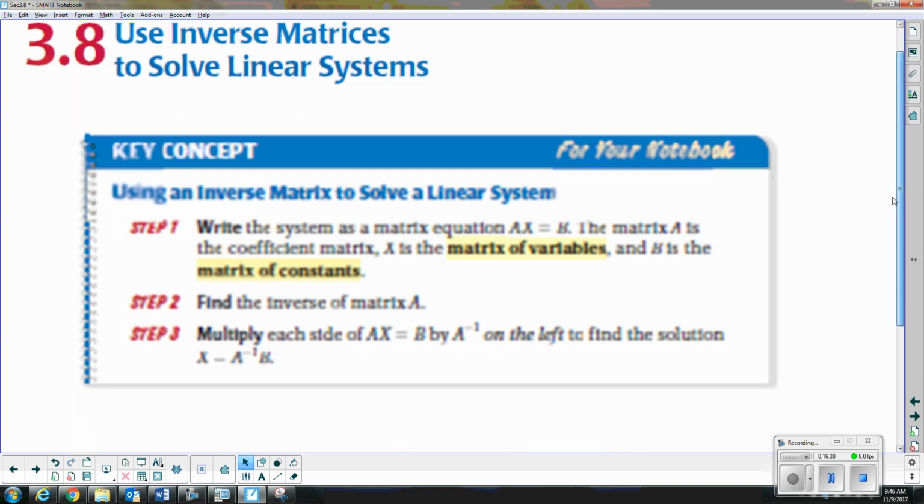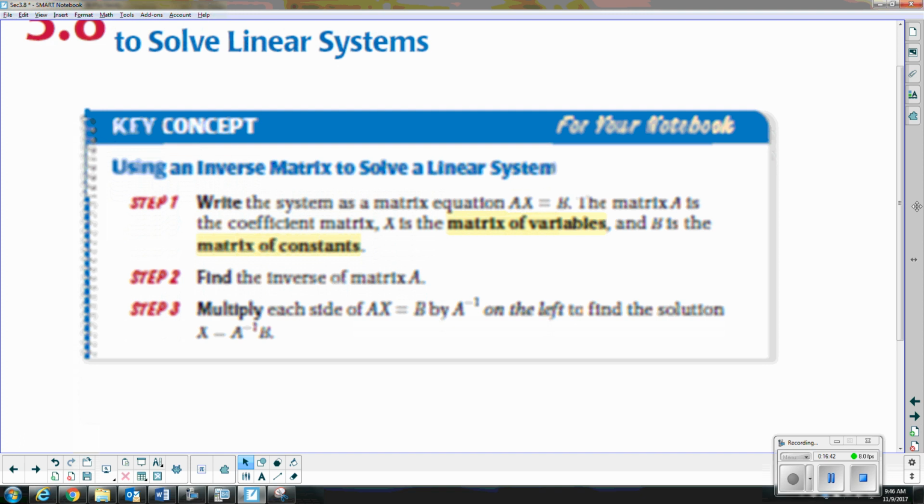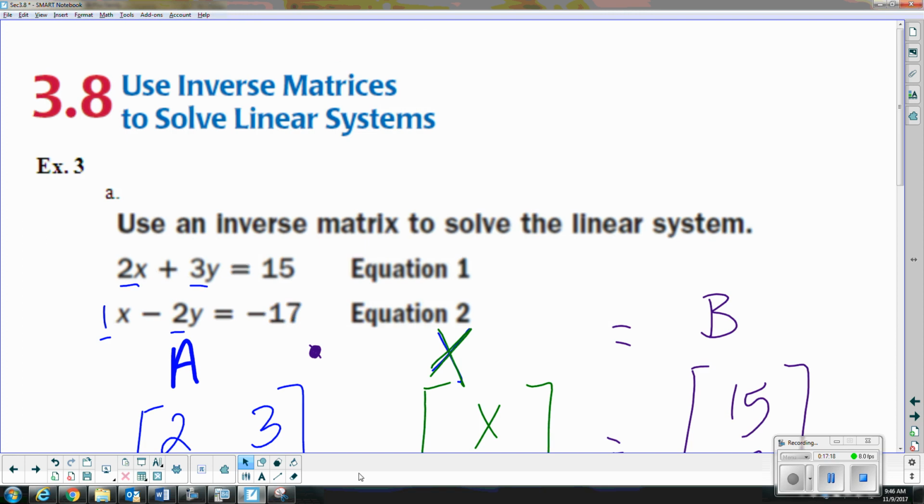Okay, now the next step is to actually use this inverse. Now that we know how to calculate the inverse, we're going to use it to solve a linear system. So in order to do that, we need to write the matrix of variables, the matrix of coefficients, and the matrix of constants. So the coefficient matrix is A, the variable matrix is X, and the constant matrix is B. So first we have to do that, then we need to find the inverse of A and multiply each side of AX equals B by A to the -1 on the left side in order to find the solution. So let's start with the first step.